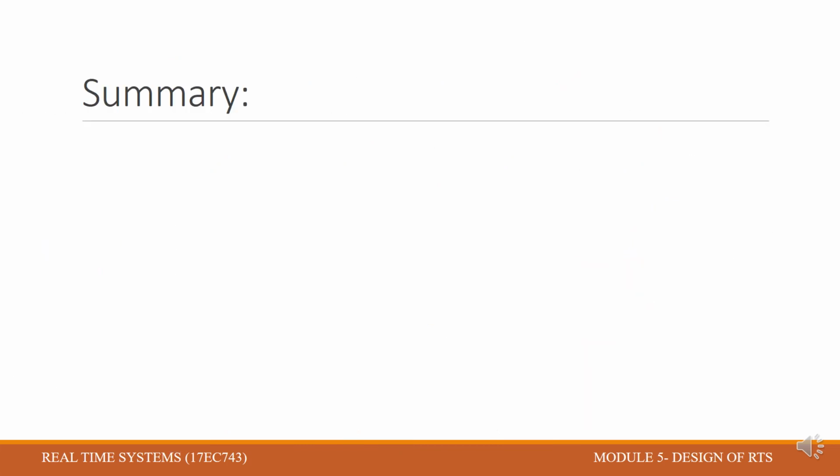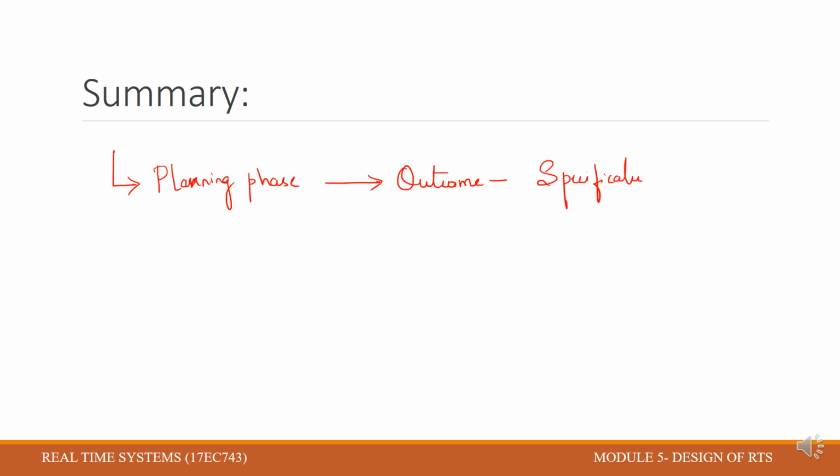The summary of this video is that in order to design a real-time system, two phases are included. The first phase is the planning phase, and its outcome is a specification document. In the planning phase, we took care of the plan of resources, assessment of the type of computers to be used, and so on.